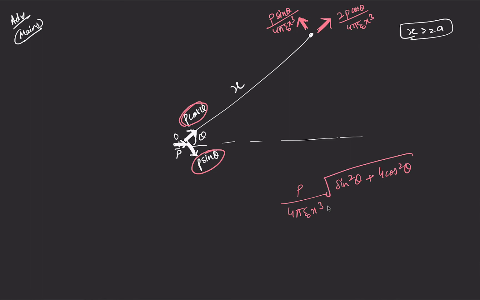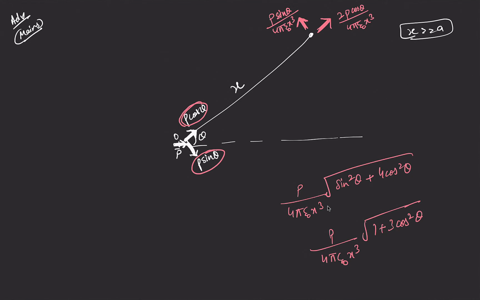So basically resultant is simply the under root of x coordinate square plus y coordinate square, and this is nothing but p upon 4 pi epsilon naught x cube root of 1 plus 3 cos square theta, where value of p is 2aq. If you are given the value of dipole moment directly, then you can use that. Otherwise, if you are given a and q, you can use 2aq. P is equal to 2aq.